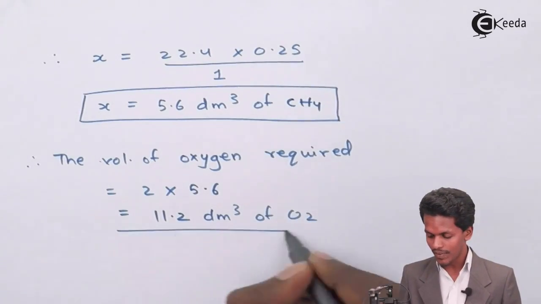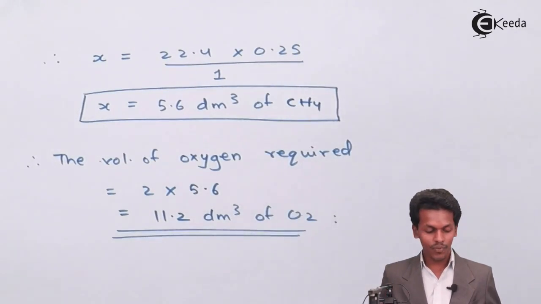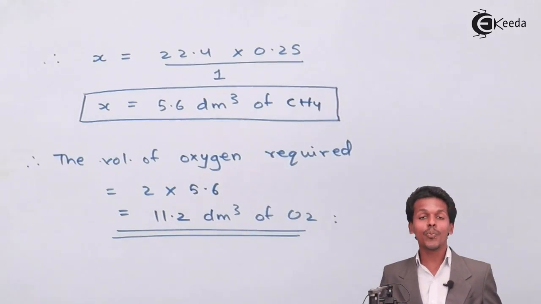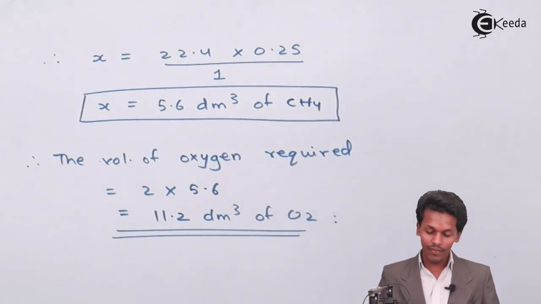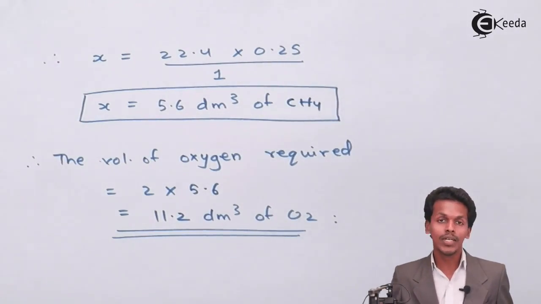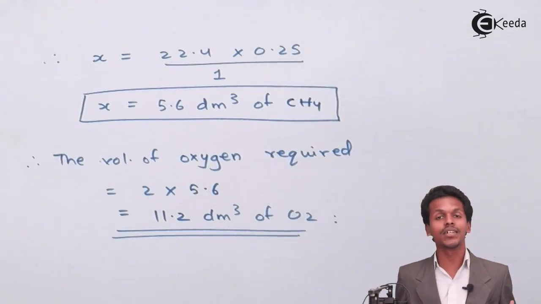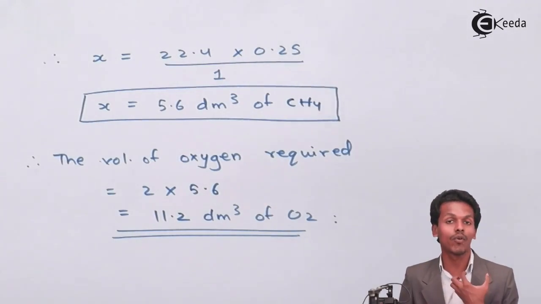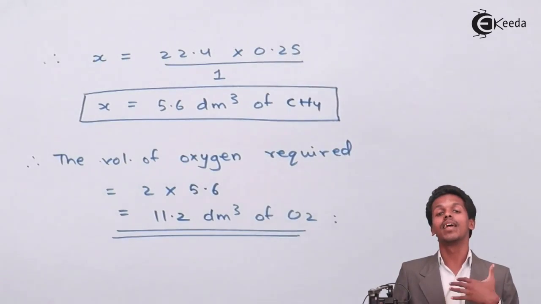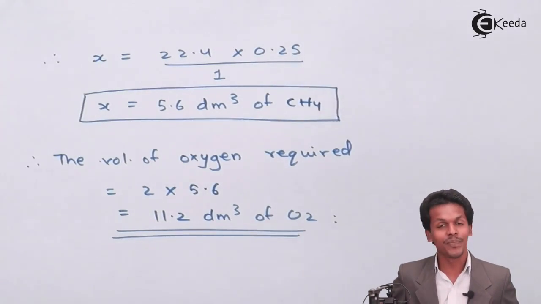So this is what we have calculated. In this reaction, 0.25 moles of methane will require 11.2 dm cube of oxygen, so as to give a complete combustion reaction, so as to obtain carbon dioxide and H2O molecules.